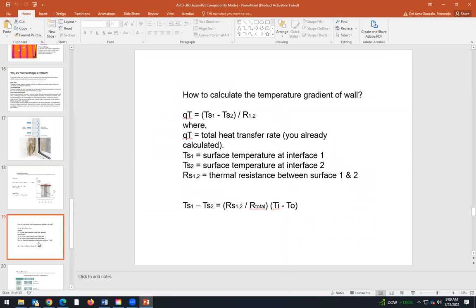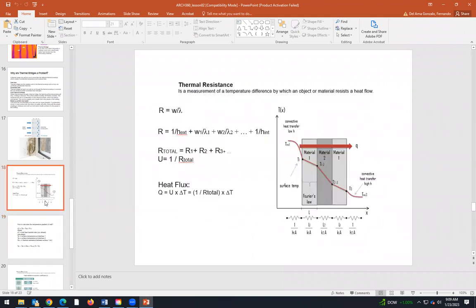Okay, so that is the formula that we are going to use to calculate the temperatures. We know the indoor and outdoor temperatures, and then we need to calculate T1, T2, T3, or whatever. Anyway, we have to calculate the temperature that we have at this interface that separates material 1 from material 2.